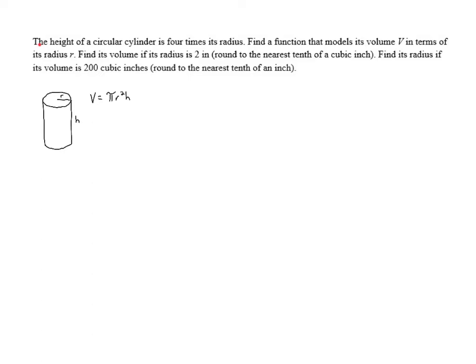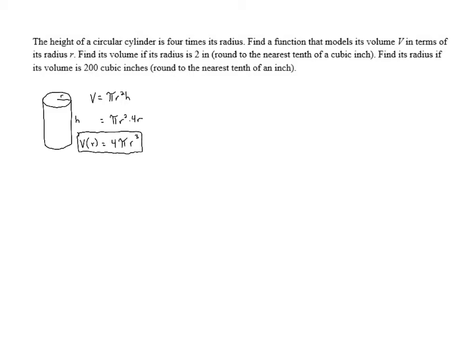Luckily, we're given that right away. The height is 4 times the radius, so we can rewrite the height as 4r, and we can move the 4 out front, and r squared times r is r cubed, so the volume as a function of the radius is 4 pi r cubed. All right, so that is our function that models the volume in terms of the radius.